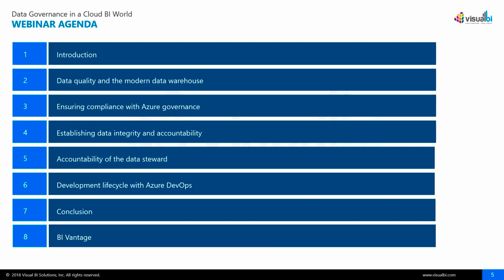So today we're going to talk about a number of things around data governance, Clint, and I think it's important to set the stage of what we're looking to do in terms of how this impacts data quality, looking at some of the issues around ensuring compliance with Azure, as well as establishing data integrity and accountability. We're going to talk a little bit about the Data Steward today as well, and also cover what a development lifecycle with Azure DevOps looks like, and how that's an important part of a governance program.